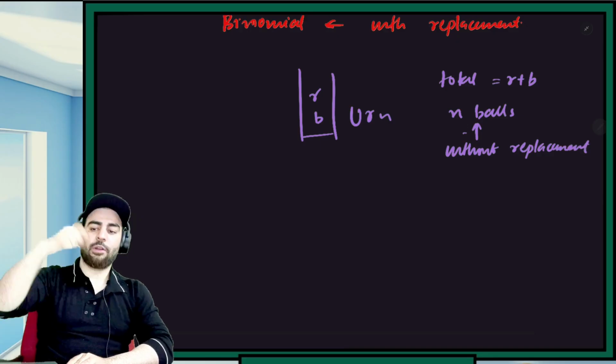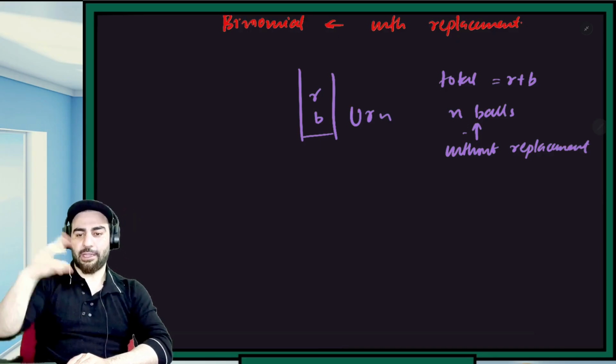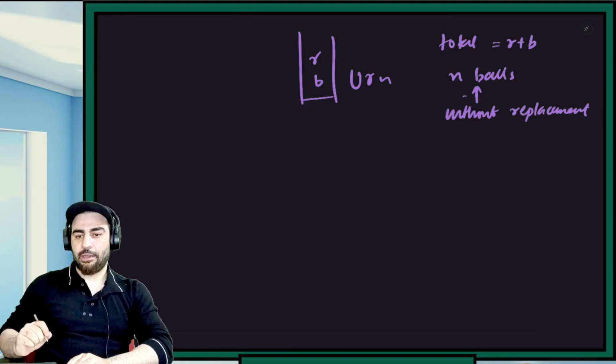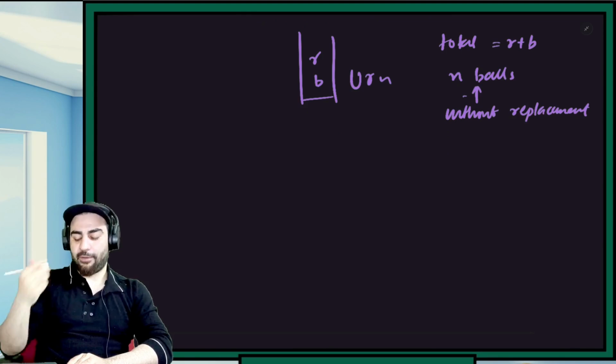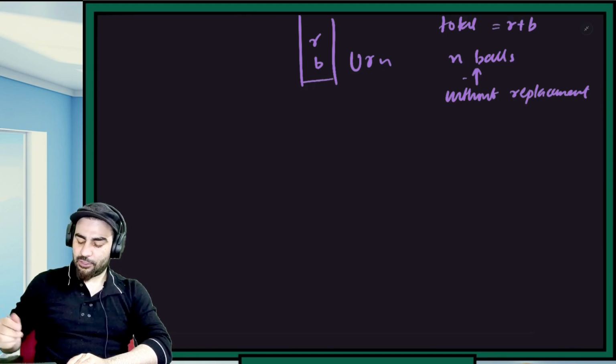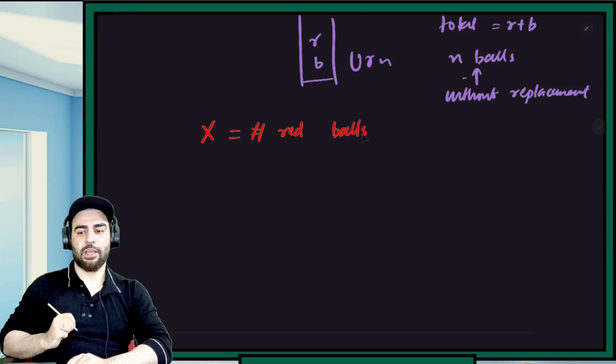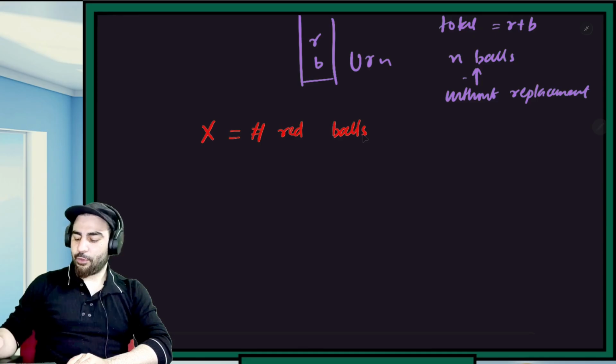Now you are taking a ball, then another ball, then another ball, all without replacement. You are not putting the ball back. Let's suppose X is the number of red balls, or maybe white balls. You can condition anything. X is a random variable which is the number of red balls. So you have to compute the probability mass function of it.